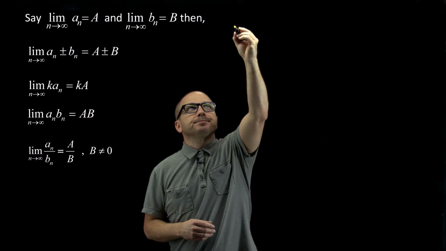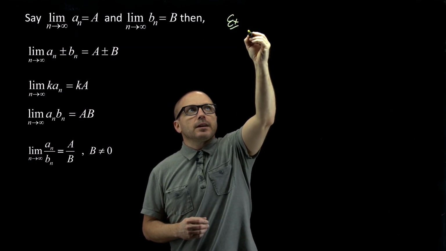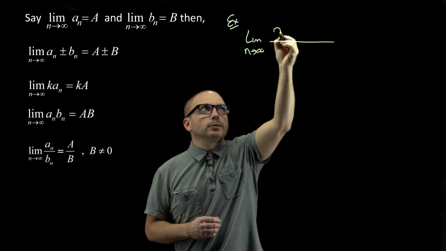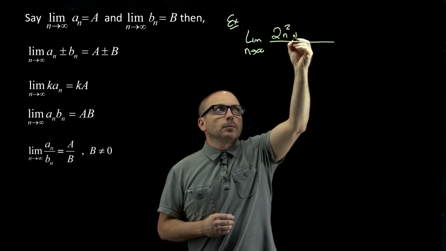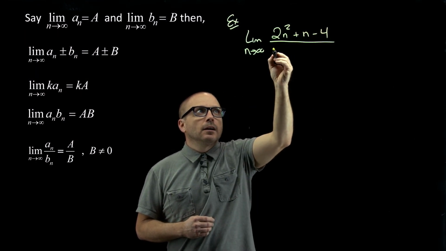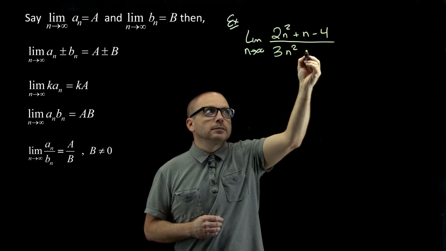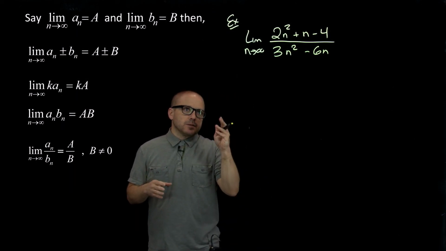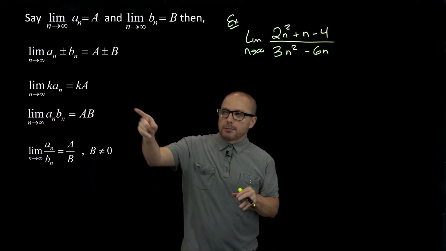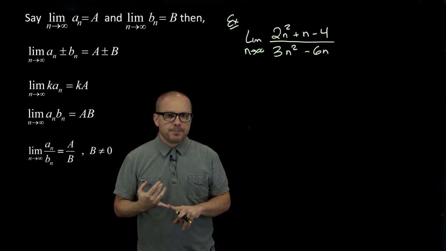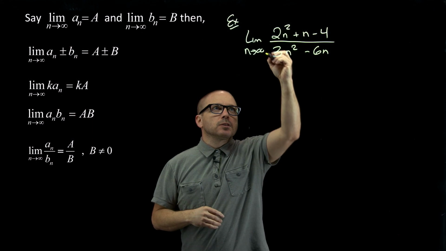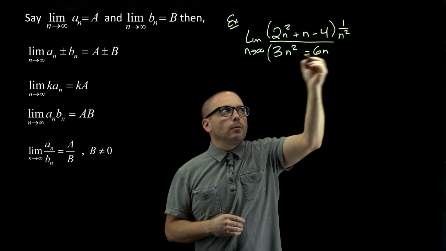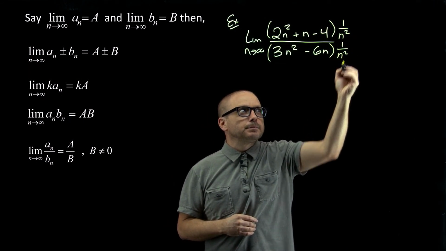So for example, say we were taking the limit as n goes to infinity of 2n squared plus n minus 4 over 3n squared minus 6n. So what we could do is think of this as a whole bunch of different limits using this property. Remember, we can still use the algebra approach to get started. If we multiply top and bottom by 1 over the highest power there on the bottom.